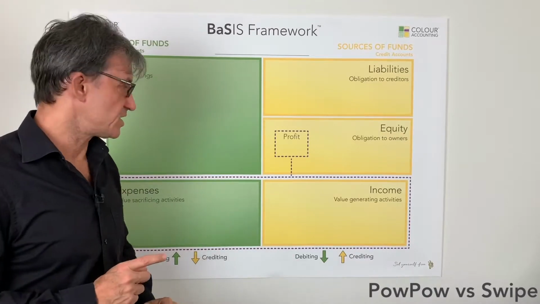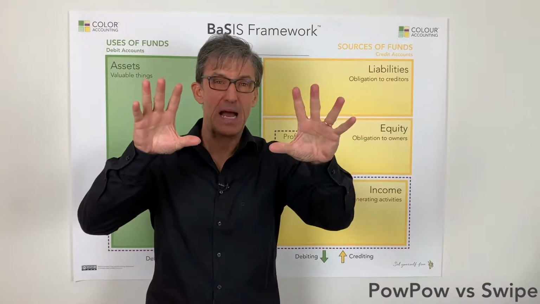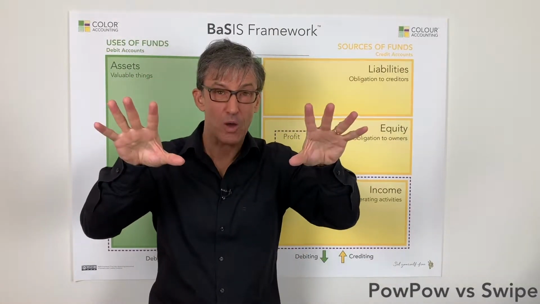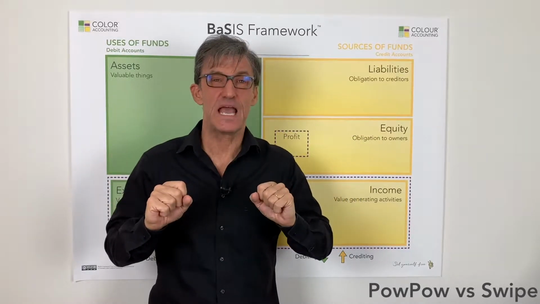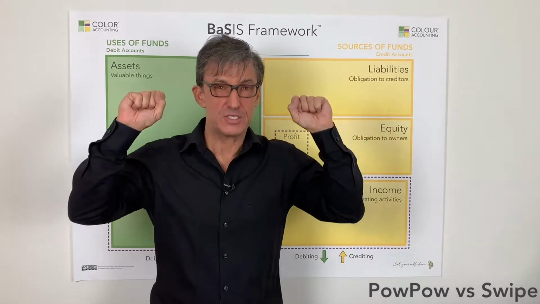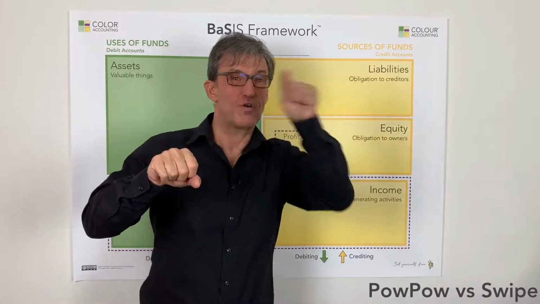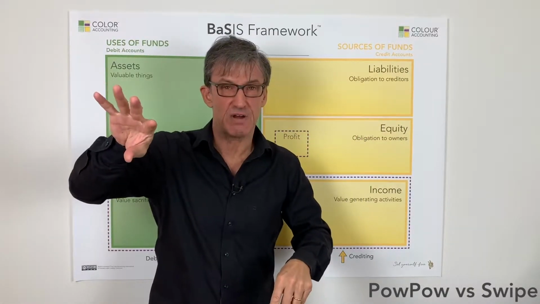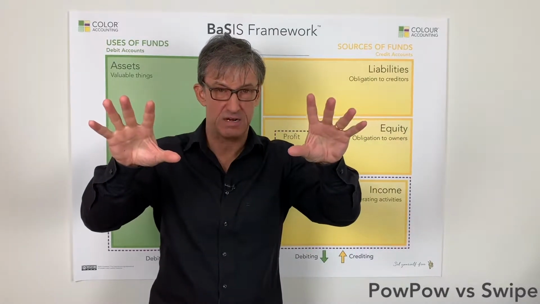Let me show you the correct hand gesture in accounting. Pow, pow, or pow. You see, when 2 things happen, they happen in 2 places. Nothing moves from one place to another. This is the incorrect hand gesture in accounting. This is the correct hand gesture.